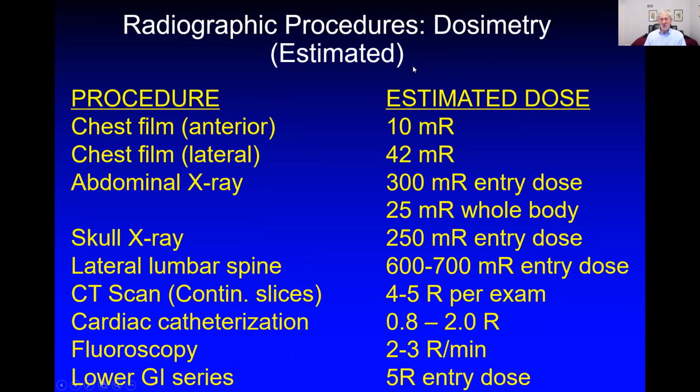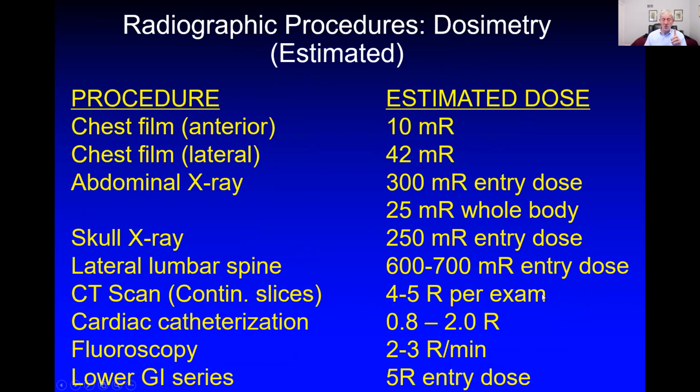And finally, here are some radiographic procedure doses. Anterior chest film is very small, 10 millirems. Lateral is 42. Abdominal x-rays and lumbar spine, the dose goes up. CT scan, probably the highest dose thing we'll ever get today. The dose is 4 to 5 rems per exam.